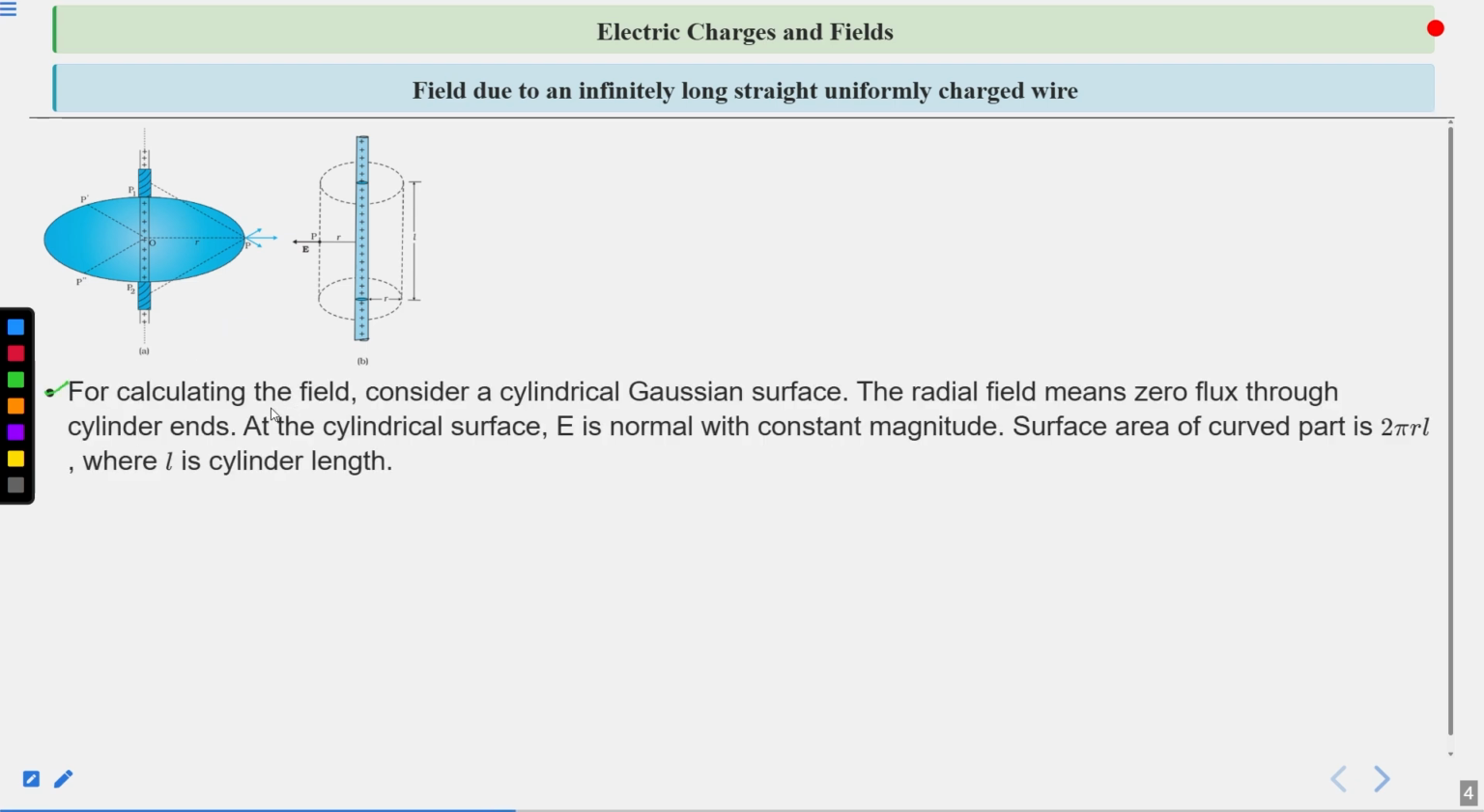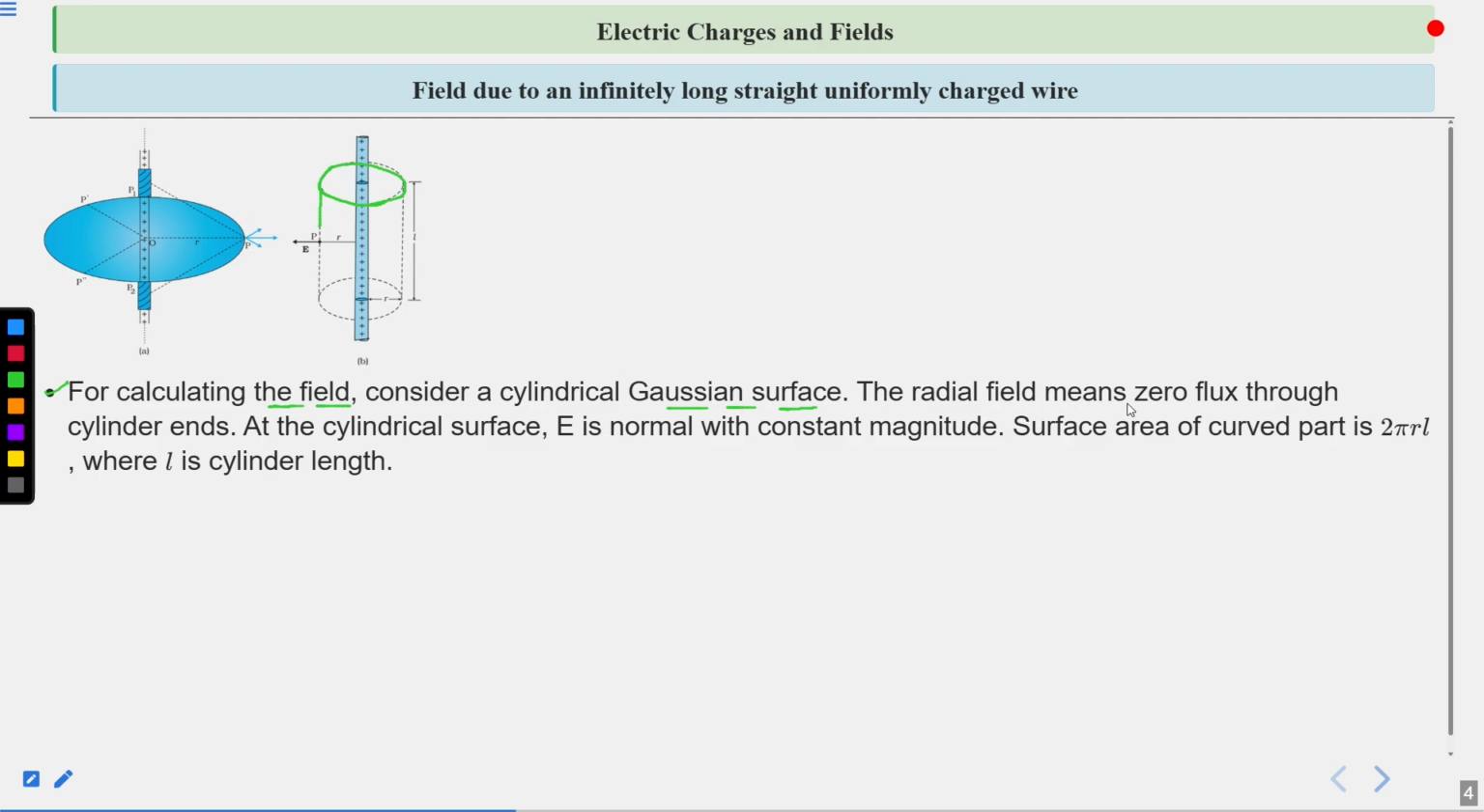For calculating the field, now we will calculate the field at point P. Consider a cylindrical Gaussian surface. The Gaussian surface we can assume like this. So this is a cylindrical Gaussian surface, the dotted region.